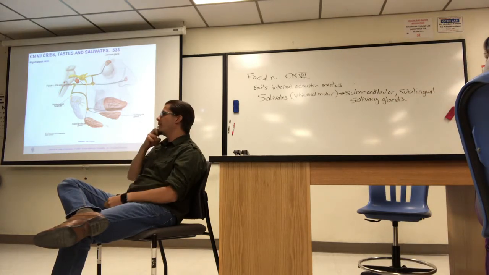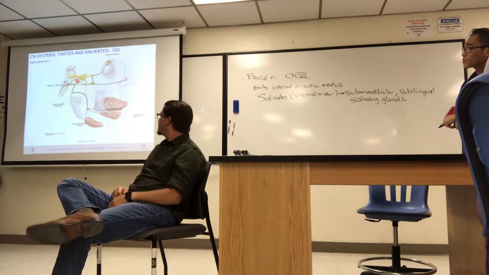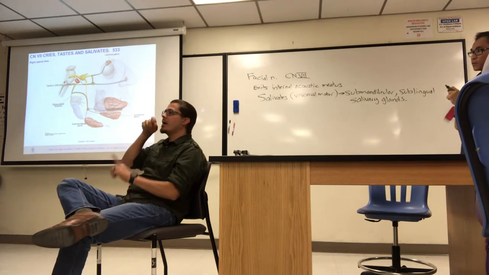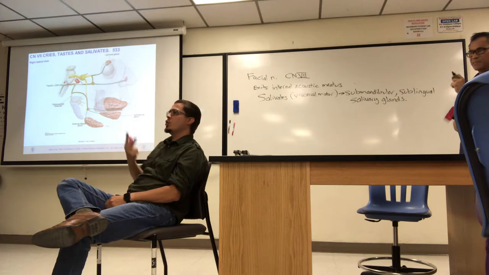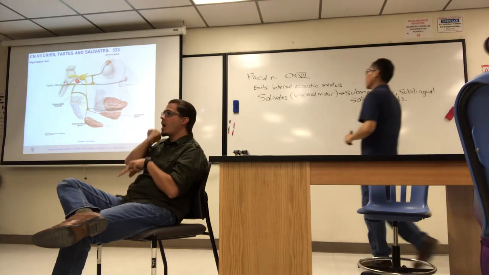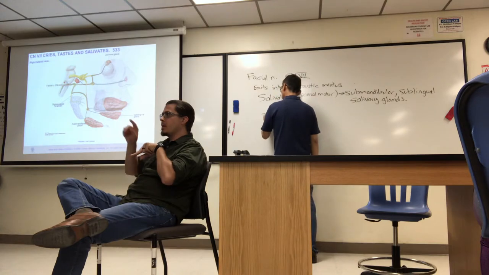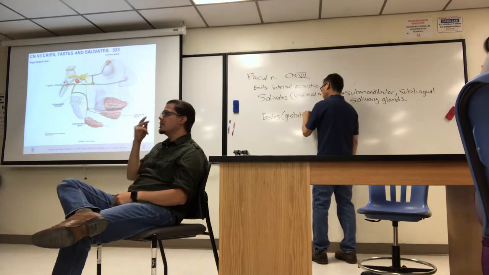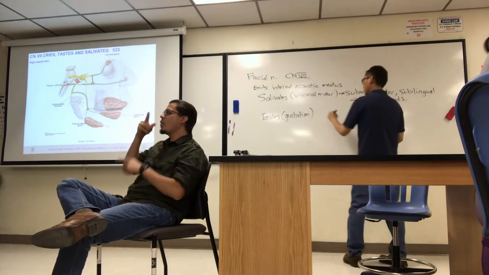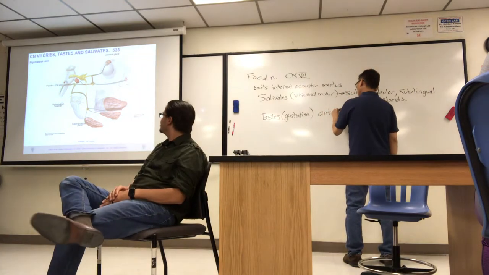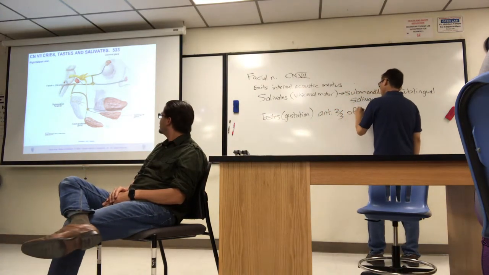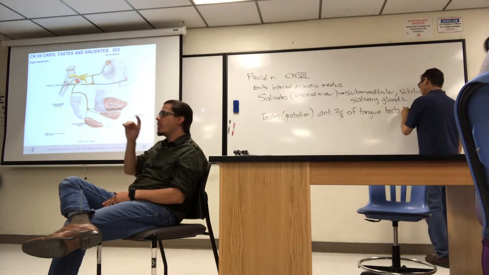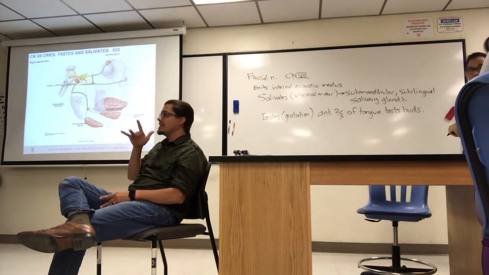The other thing they show you there is part of the tongue. It innervates the anterior two-thirds of the taste buds of the tongue. Gustation, or taste. If you see the term gustation, that's the anatomy word for taste. So just put anterior two-thirds of tongue, the taste buds. Tasting is a sense function, okay?